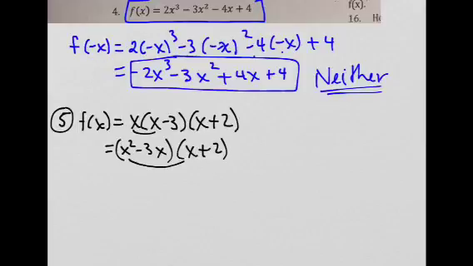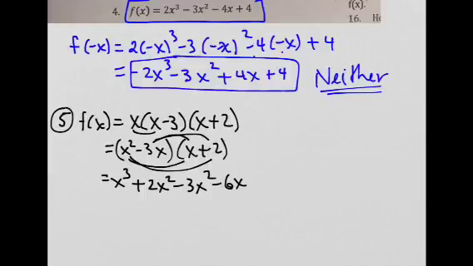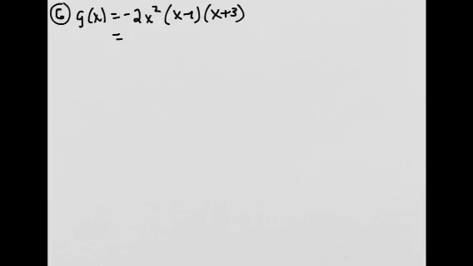So this one times this one, x cubed, this one times this one, 2x squared, then this one times this one, -3x squared, and this one times this one, -6x. Combine the like terms, which are these two right here. So you get x cubed minus x squared minus 6x. Okay, so let's go ahead and multiply.